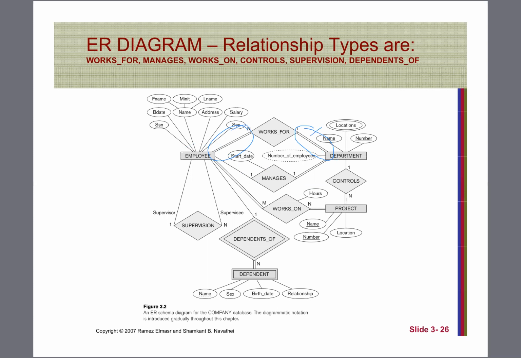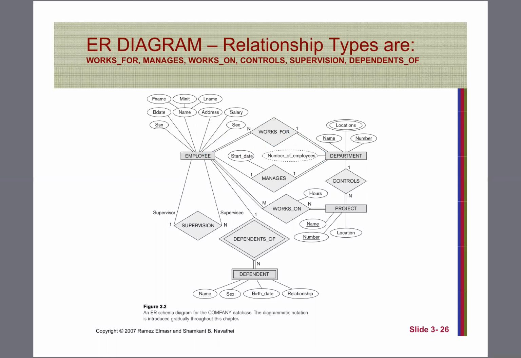That means all the employees have to work for some department. Okay, and every department has to have working employees for it, correct? So on either side there is complete participation. All departments have to have employees and employees have to work in a department. So it is complete participation of both these sides. That is why there is a double line.